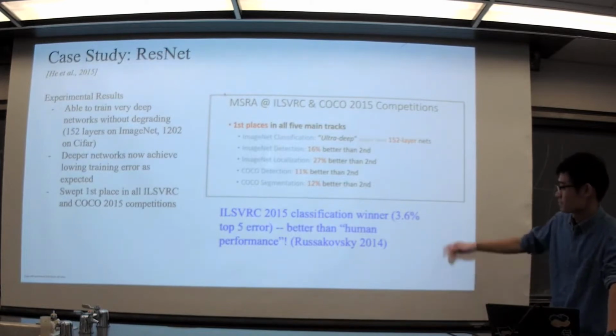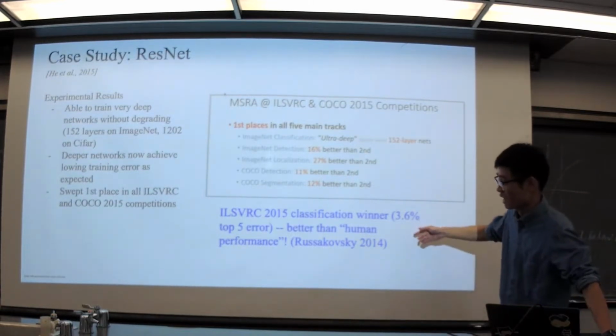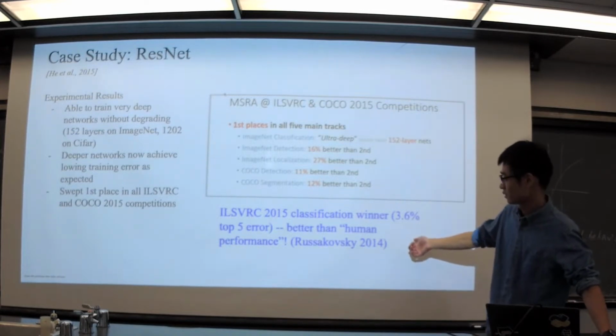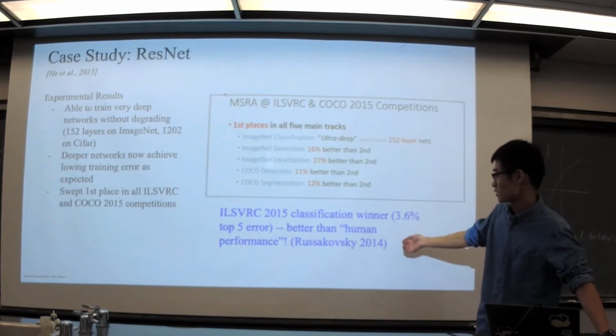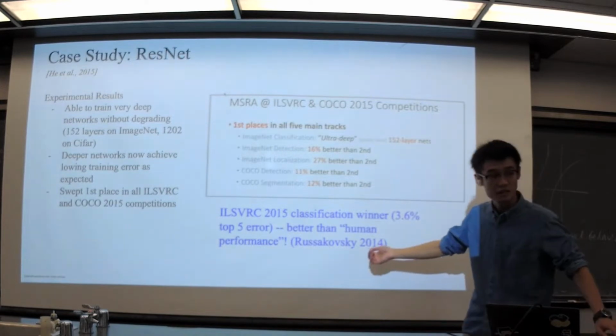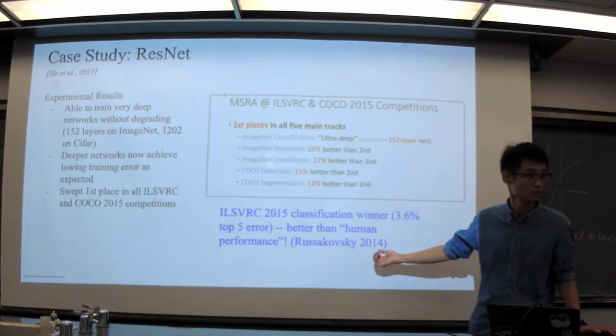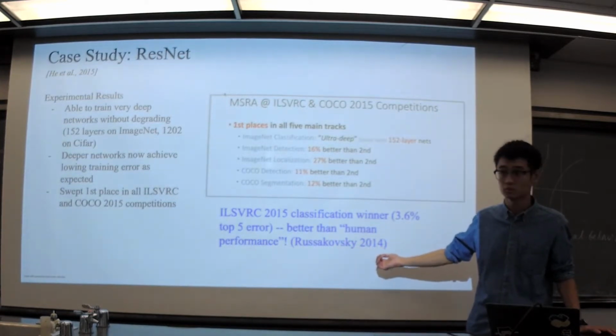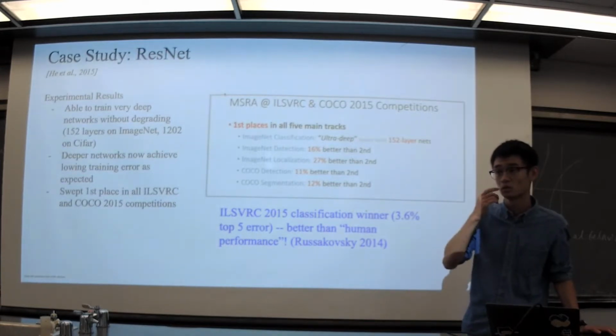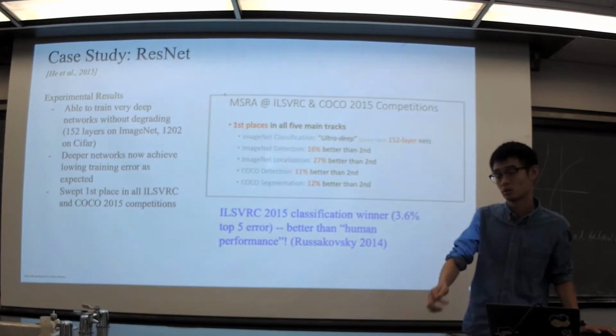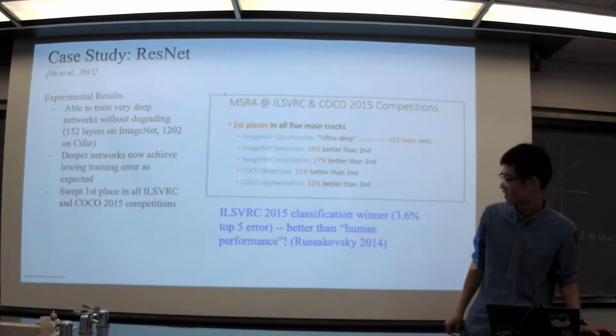Yeah, that's the most important part because it's the first time it outperformed human beings. It's the error rate. Do you have any idea what top 5 error means? It's just like you take the top 5 predictions, and then check whether the correct prediction is in the top 5.